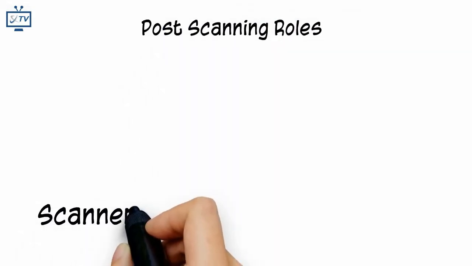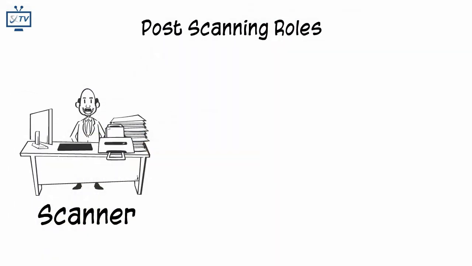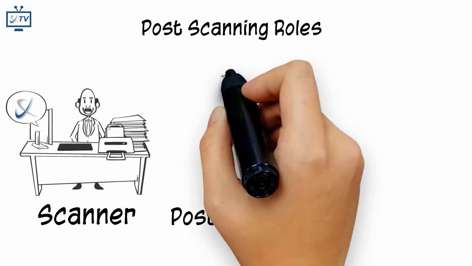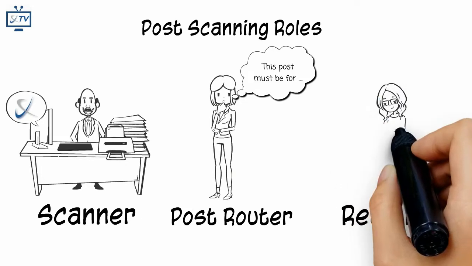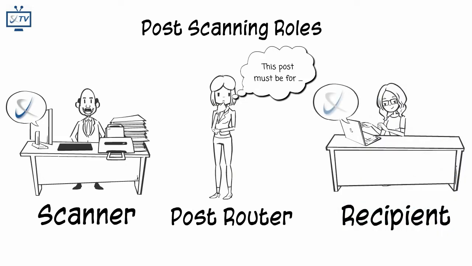For these scenarios, we are going to deal with three roles. The scanner, the person that performs the act of scanning the post into Virtual Cabinet. The post router, the person that can decide who the post needs to be directed to. The recipient, this will be the VC users or group of users or department that will receive the post in their in-tray to action.